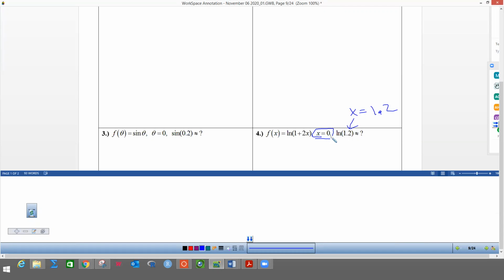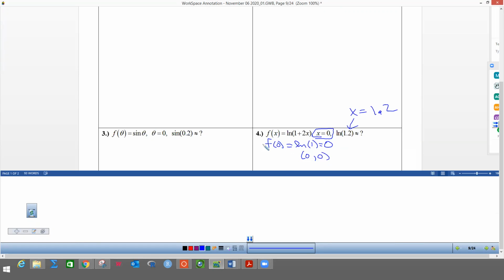So what I need to do is plug in 0 for my x to find my point. So f of 0 is going to equal the natural log of 1, which if you remember your properties gives you 0. So we're at the point 0, 0. This graph is going through 0, 0. Okay, and that's my point.